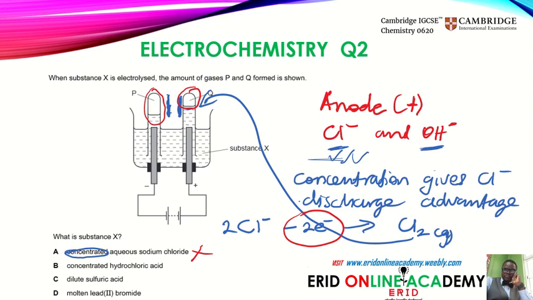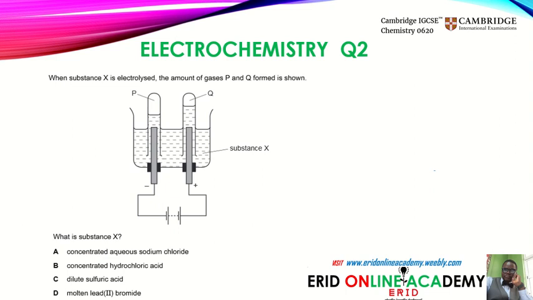Now let's consider another option: concentrated hydrochloric acid. Now, if hydrochloric acid is discharged, you have hydrochloric acid broken down into hydrogen and chloride ion.